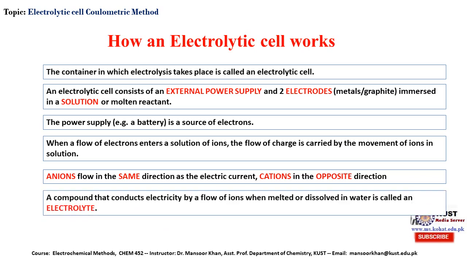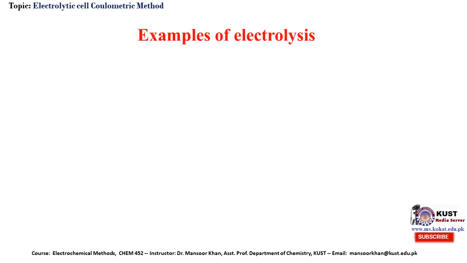A compound that conducts electricity by flow of ions when melted or dissolved in water is called an electrolyte. So the solution in which the two electrodes, cathode and anode, are immersed is called the electrolyte. We will take a few examples of electrolysis in order to understand it clearly. The first one, a very simple example, is the electrolysis of molten sodium chloride.